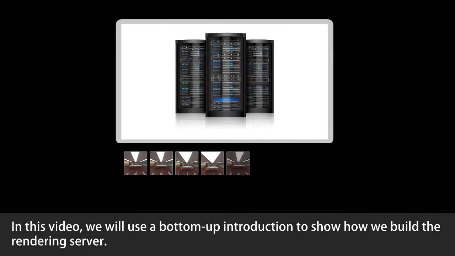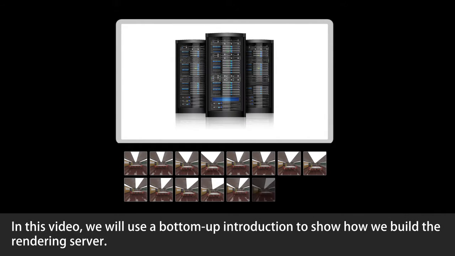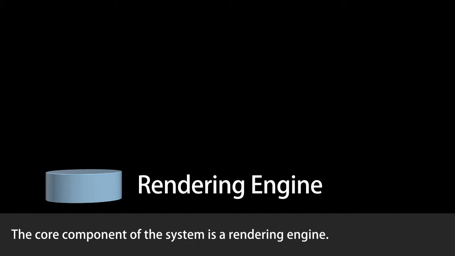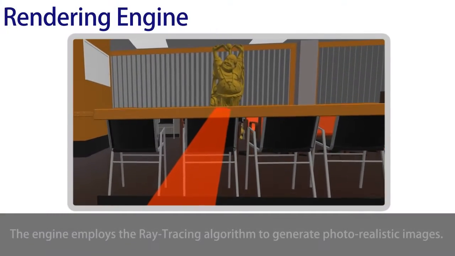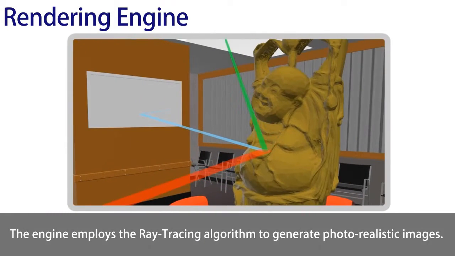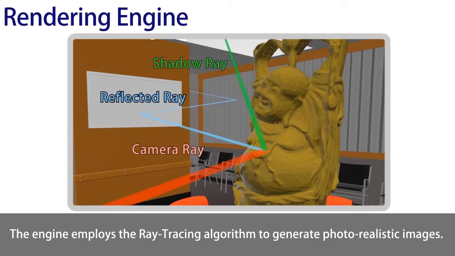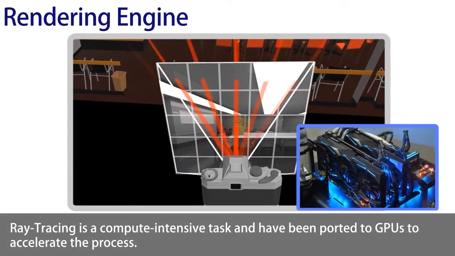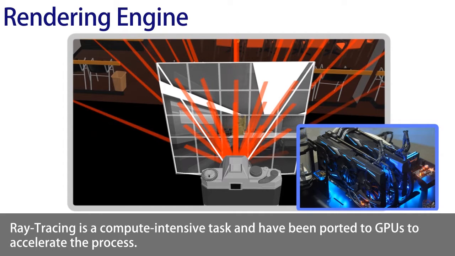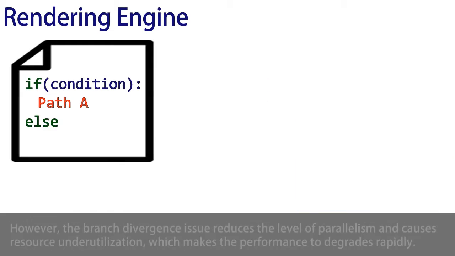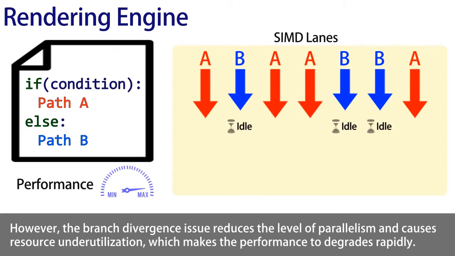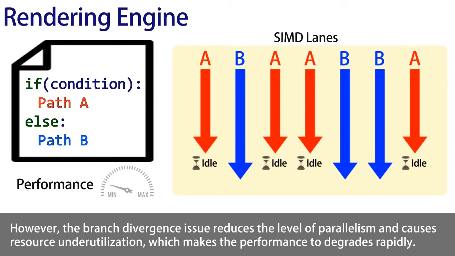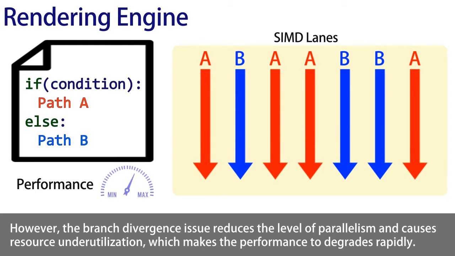In this video, we will use a bottom-up introduction to show how we build the rendering server. The core component of the system is a rendering engine. The engine employs the ray tracing algorithm to generate photorealistic images. Ray tracing is a compute-intensive task and has been ported to GPU to accelerate the process. However, the branch divergence issue reduces the level of parallelism and causes resource underutilization, which makes the performance degrade rapidly.